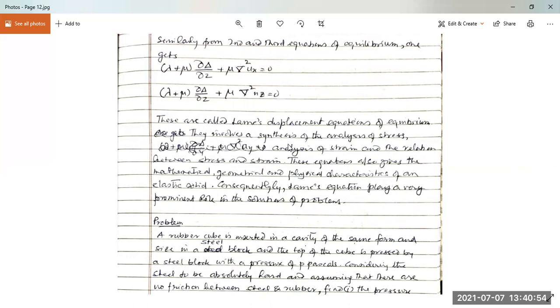They involve a synthesis of the analysis of stress, analysis of strain, and the relation between stress and strain. These equations also give us the mathematical, geometrical, and physical characteristics of an elastic solid. Consequently, Lame's equations play an important and prominent role in the solution of problems.